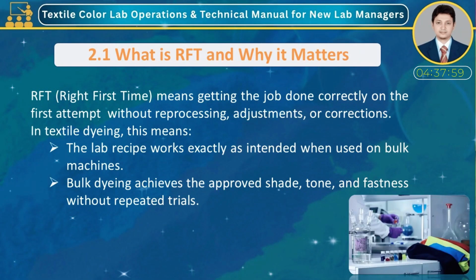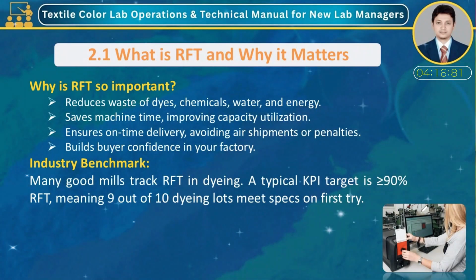What is RFT and why it matters? RFT, or right first time, means completing a job correctly on the very first attempt, without any correction or reprocessing. In dyeing, this means the lab recipe works perfectly in bulk production, and the approved shade is achieved without repeated trials. RFT is extremely important because it reduces waste, saves time and energy, improves delivery performance, and strengthens buyer trust. Top-performing mills typically target 90% or higher RFT, meaning most dyeing lots pass on the first run.